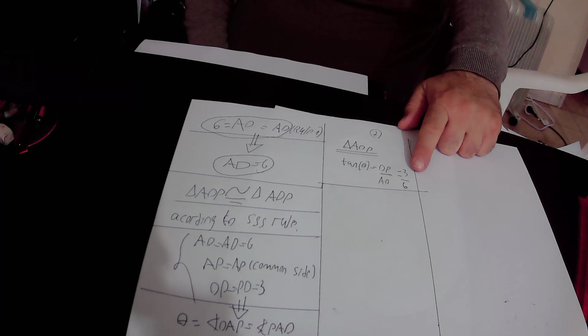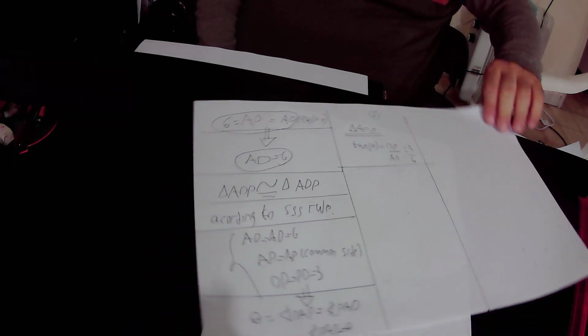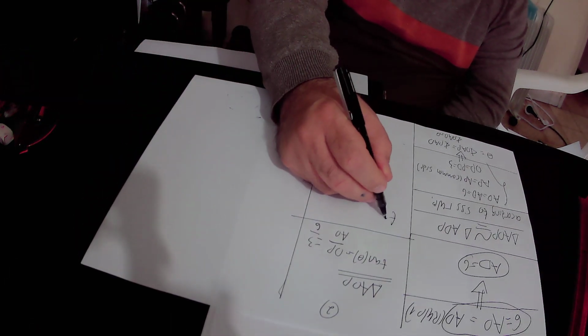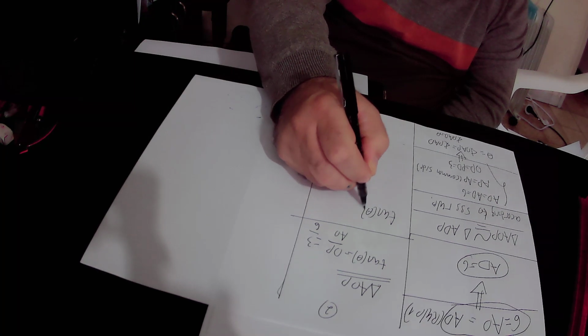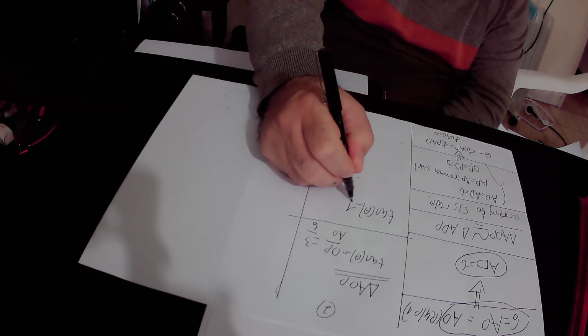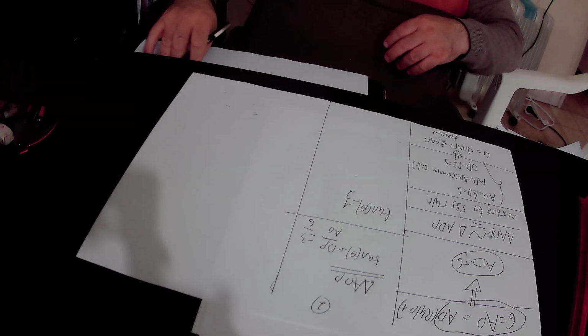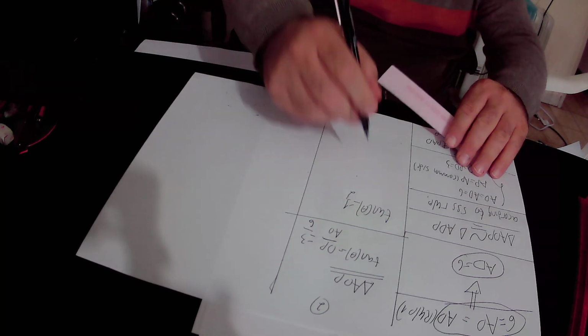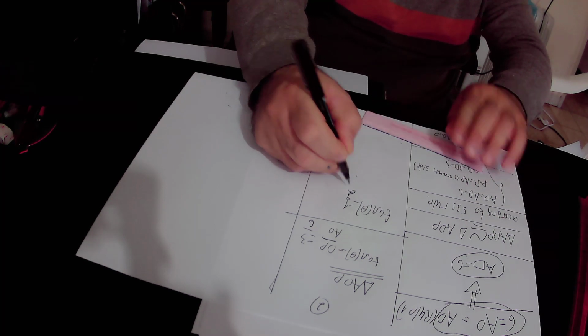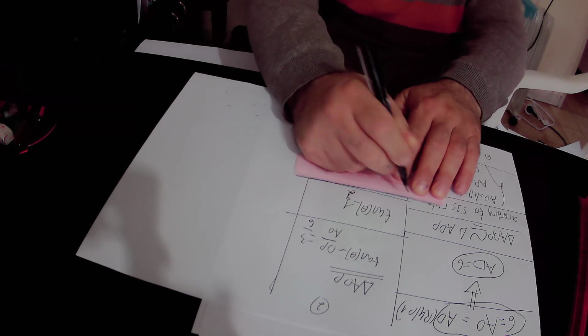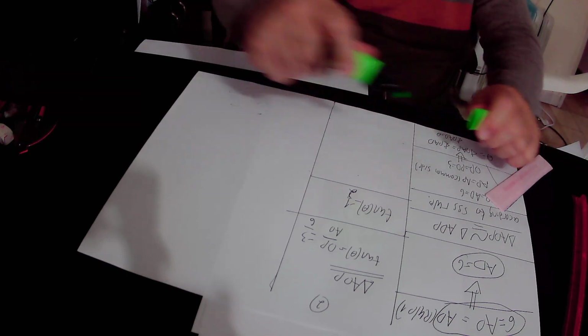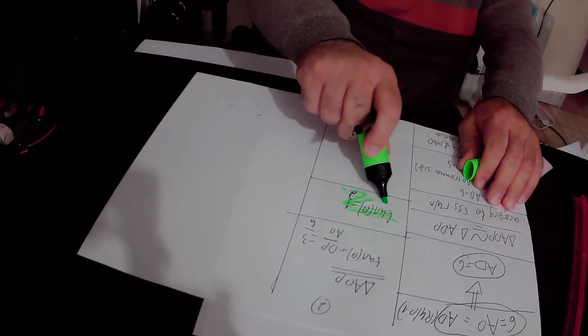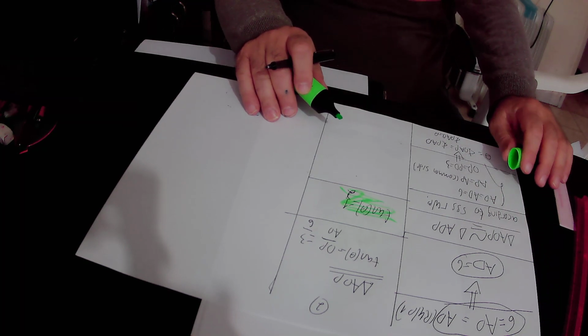We divide this side of the equation by 3, and we get that sine theta equals 1 over 2. So in conclusion, we found that sine theta equals 1 over 2, that is 1 half.